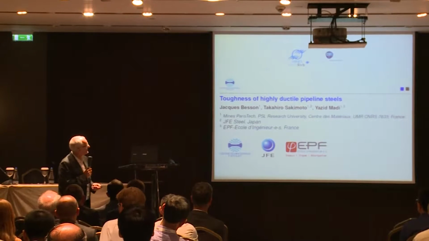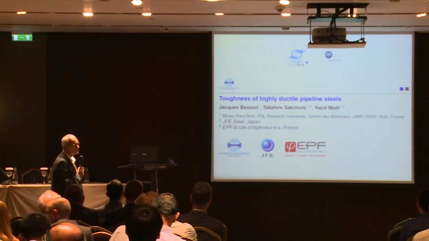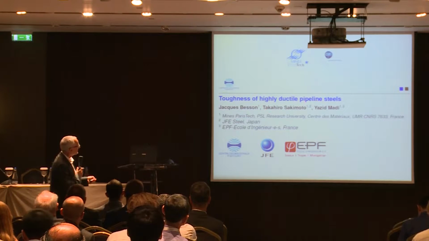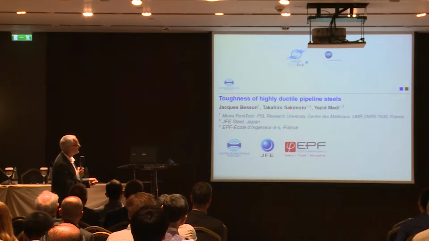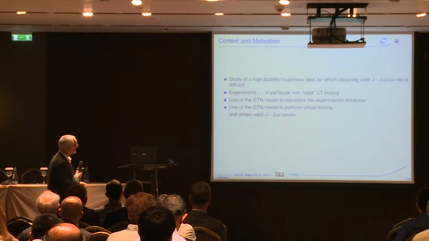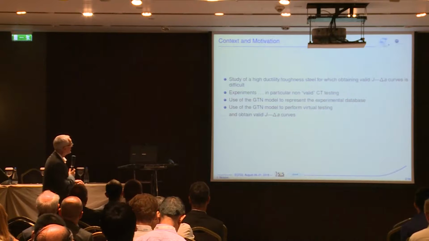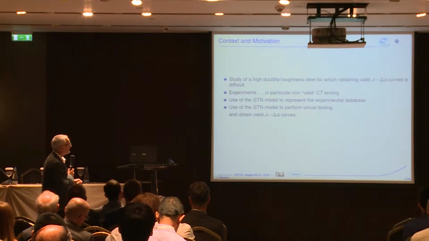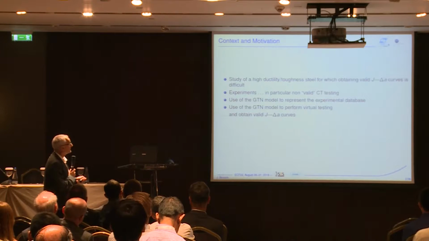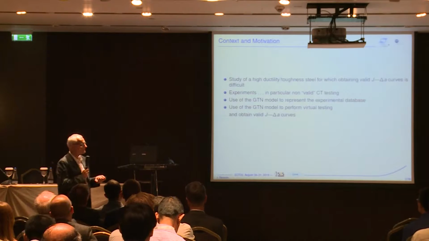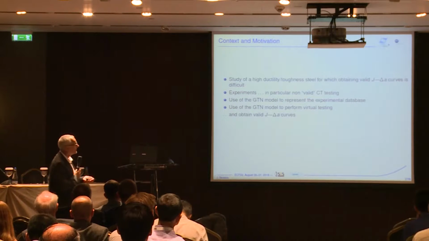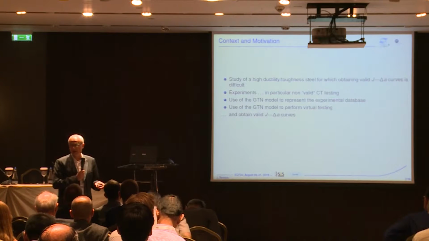Okay, so today I'm going to speak about the toughness of very ductile steels used for pipelines. This work is actually part of the PhD work of Takahiro Sakimoto, who's now working at PFE in Japan. So what is the context of the motivation of this kind of study? We are working on very, very ductile, modern pipeline steel, which are very ductile and very tough, so that it's very difficult to obtain J data acres which are valid according to the standard, for instance, the ASTM standard.